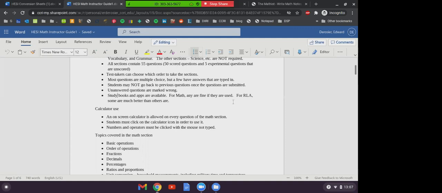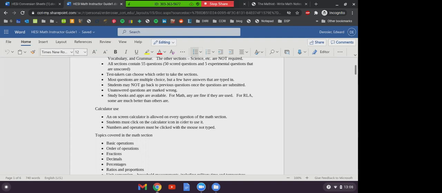Check out the library too, because the library does have lots of books for HESI. So you can definitely check that out. You can also go on Amazon if you search for HESI A2, which is the version of the test we use. I'm sure you can find all kinds of books and apps out there. Khan Academy is also a good app a lot of people use for math.